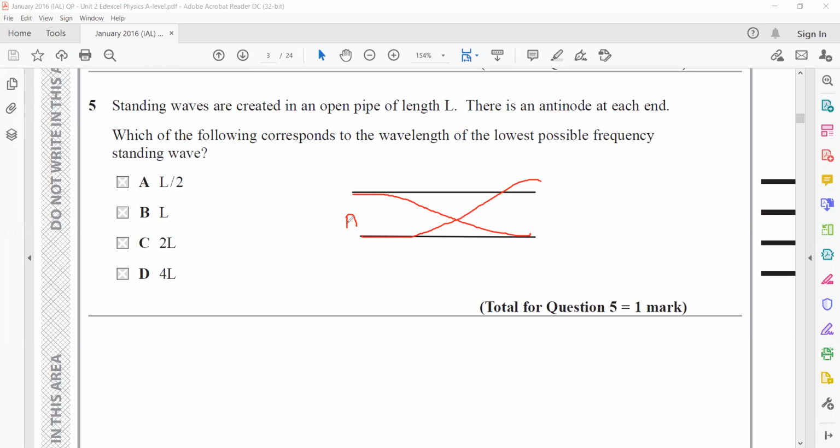So this is antinode. This one is node and antinode. So from node to antinode, that is lambda by 4. And this is also lambda by 4. So lambda by 4 plus lambda by 4 is equal to L. When we take the LCM, it will be 2 lambda by 4 is equal to L, or we can simplify: lambda is equal to 2L. So for question 5, C will be the right answer.